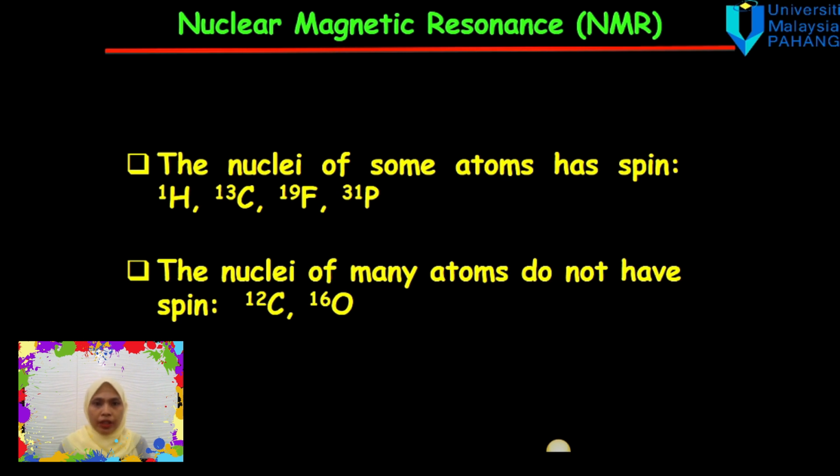NMR only measures the nuclei of some atoms that have spin. For example, proton 1, carbon 13, fluorine 19, and phosphorus 31. Most of the nuclei do not have a spin. For example, carbon 12 and oxygen 16, and these atoms are not detected by the NMR.